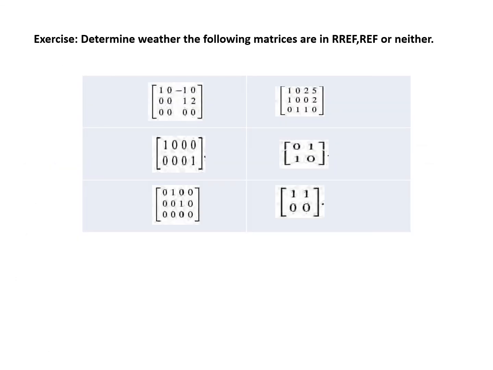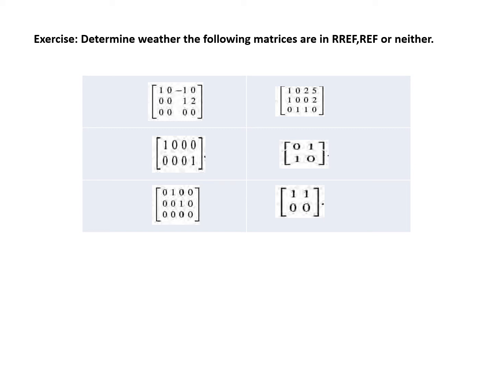Next exercise: determine whether the following matrices are in row echelon form or reduced echelon form or neither. You see the first example: the first row of that matrix is 1 0 minus 1 0, the second row is 0 0 1 2, and the third row is 0 0 0. Since it is satisfying all the conditions of REF, we may say that that matrix is in row echelon form.